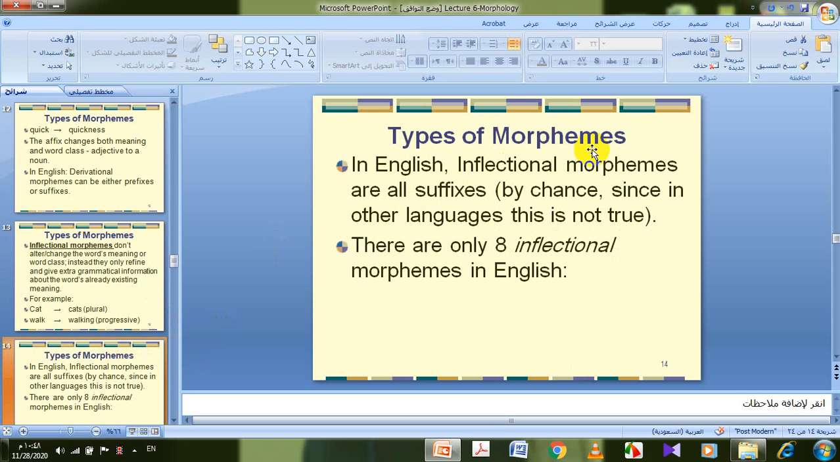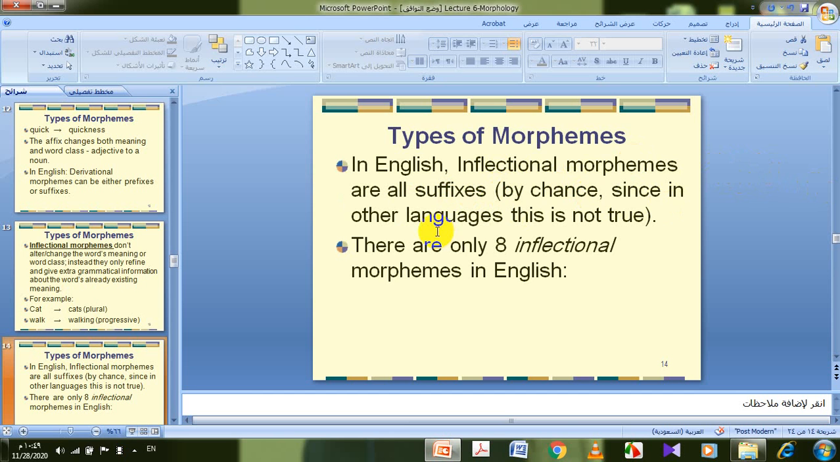Types of morphemes. We have 8 types of inflectional morphemes. We are talking about inflectional morphemes. So in English, inflectional morphemes are all suffixes. Suffixes means at the end of words, okay? This is for inflectional. They are all suffixes in English. And this is by chance.